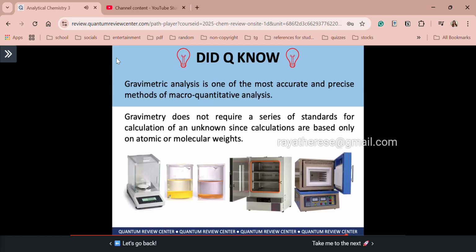And most labs are equipped with these very common instruments. Take note, the calculations in gravimetric analysis are based only on atomic or molecular weights. That's why a balance is what you need, to know the mass of your sample and the mass of the residue after ignition. Right? So gravimetric analysis is easy. It's a bit laborious, yes, a bit tedious to do the procedure, but simple, accurate, and precise.